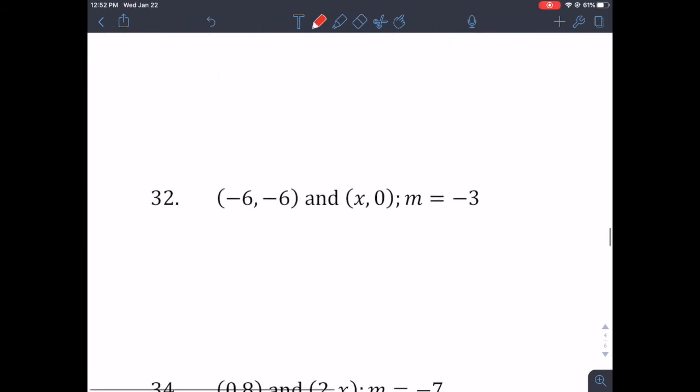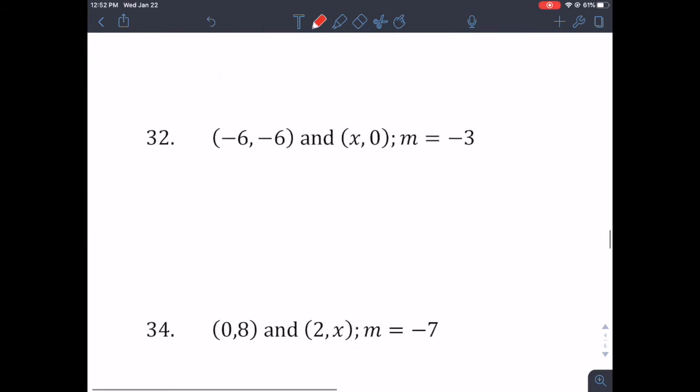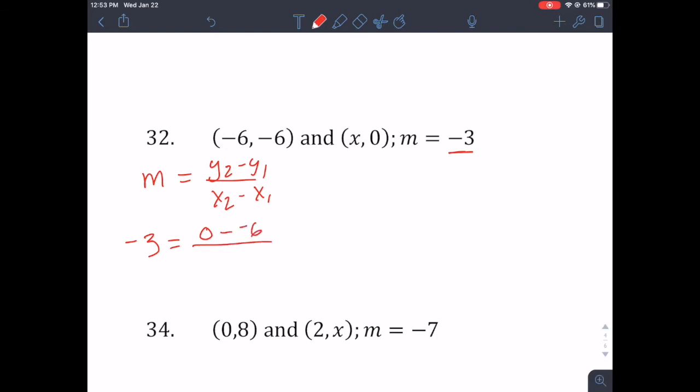Now, when we have an example like 32 here, first of all, the slope is a whole number, or an integer. And so when we go to put that into our formula, m equals y2 minus y1 over x2 minus x1, we put in our negative 3. Okay, so I'm going to put in my y values. This time I have both y values: 0 minus negative 6 over x minus negative 6 again.